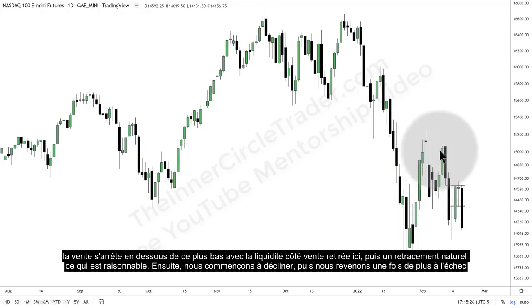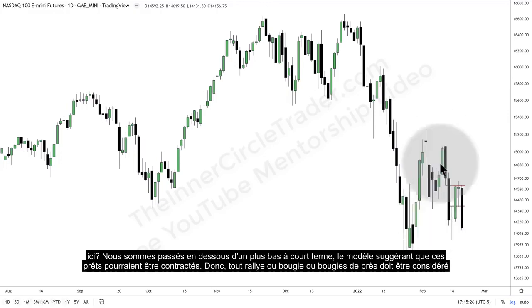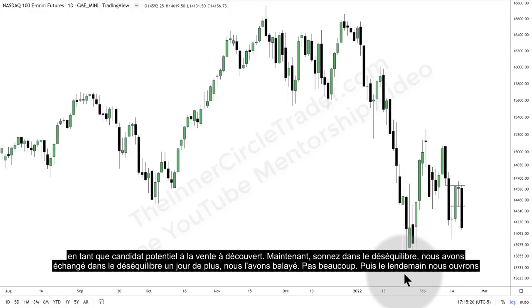Then we come back up one more time. Failure swing doesn't go above that high. And then it breaks down and it creates an imbalance when it takes out this short-term low. Wow. That's kind of like the model I'm teaching you. Yes. Now, what's the framework here? We rallied, broke below a short-term low with the model suggesting that these lows may be taken out. So any rally or up-close candle or candles should be viewed as a potential shorting candidate.